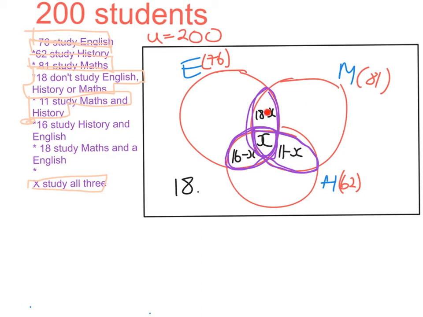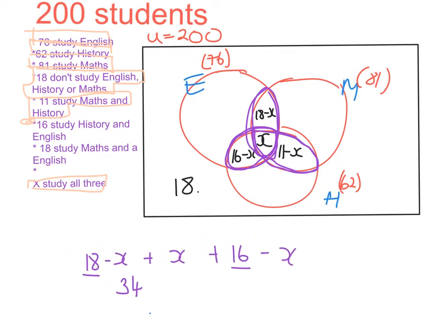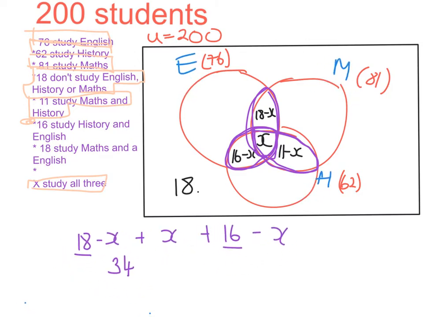We're going to add up all of these. So if I add up all of those, I would have 18 minus x plus x plus 16 minus x. Okay, so all I'm doing here is adding these three bits. And if I add 18 and 16, I get 34. And then I've got a minus x, a plus x, and a minus x. Well, a minus x and a plus x, if I had a minus 5 and a plus 5, that would give me 0. And so a minus x and a plus x does the exact same thing. They actually cancel each other out.